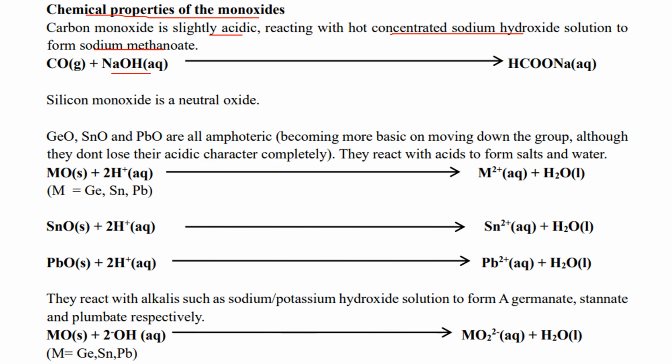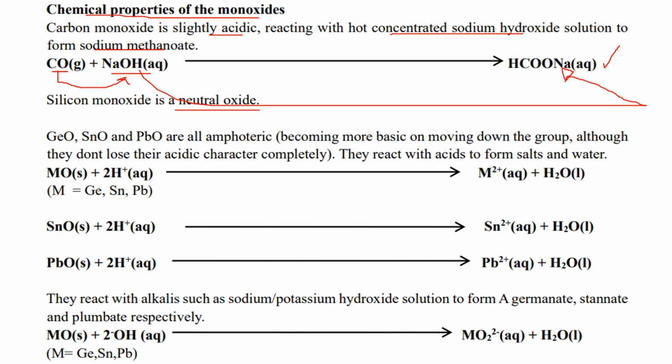And that's the reason why group 4 elements do not react with sodium hydroxide, because most of the group 4 oxides are basic in nature. So a base cannot react with a base. But carbon monoxide is slightly acidic. So when you react carbon monoxide with sodium hydroxide, you always form sodium methanoate, which is present in aqueous form. So we're also saying that silicon monoxide is a neutral oxide.